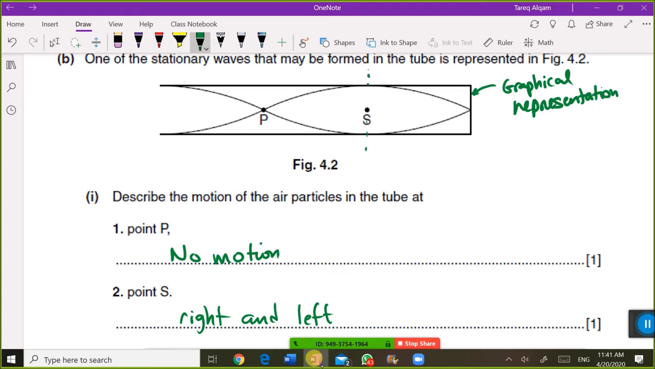But basically, guys, if you remember, sound waves are longitudinal, so the air molecules are oscillating like this, right and left. But the maximum displacement of this oscillation is where? At S. Is that point clear, guys?